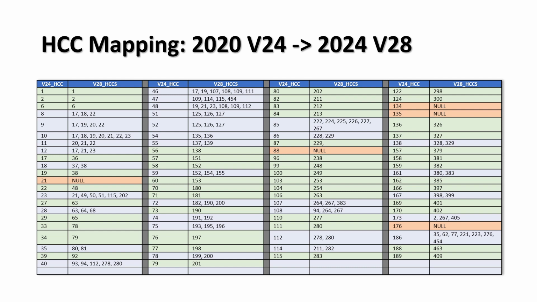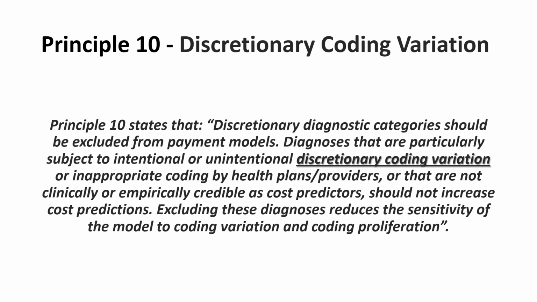credible cost predictors. Principle 10 is a long-standing principle that is used as part of the standard evaluation of all of the risk adjustment models. Principle 10 states that discretionary diagnostic categories should be excluded from payment models. Diagnoses that are particularly subject to intentional or unintentional discretionary coding variation or inappropriate coding by health plans or providers, or that are not clinically or empirically credible as cost predictors, should not increase cost predictions. Excluding these diagnoses reduces the sensitivity of the model to coding variation and coding proliferation.